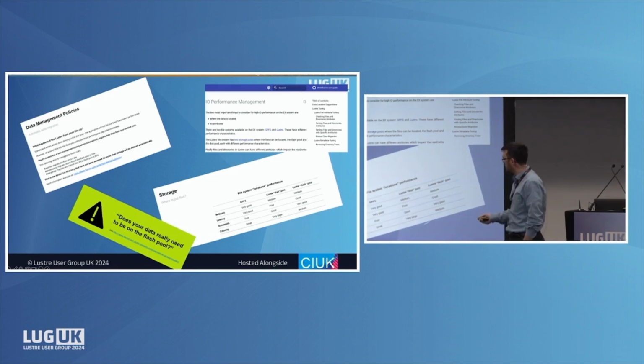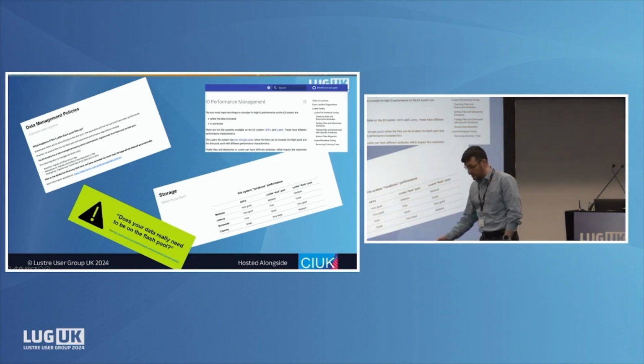How does it work, the various performance of the system? GPFS is very good for metadata. Lustre disk is good for bandwidth, but if you want very good bandwidth, flash. So we started to do all these things and try to train the users. And one thing we're trying to tell them is, does your data really need to be on the flash pool?